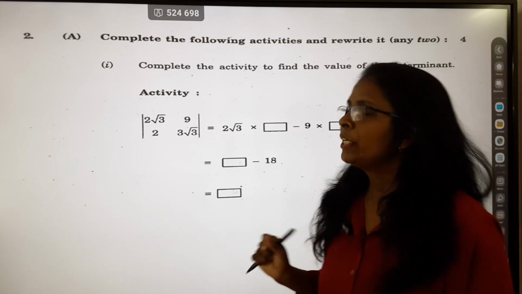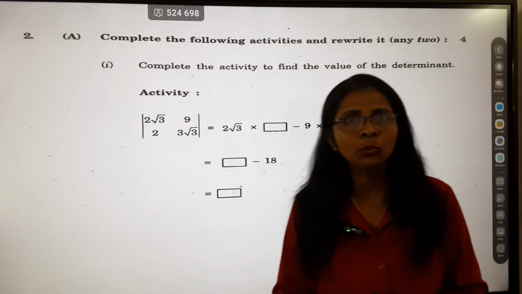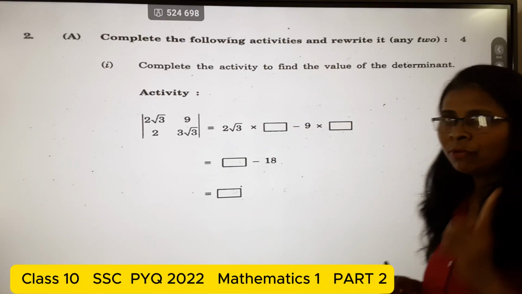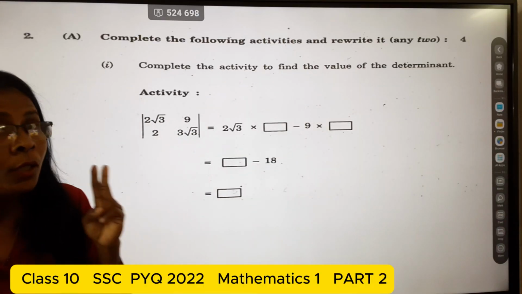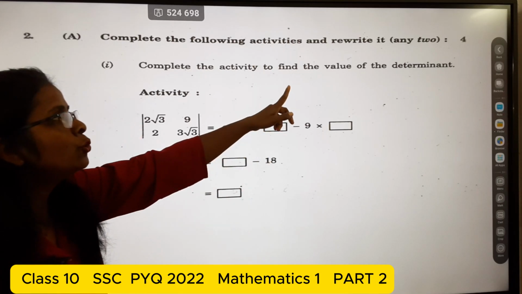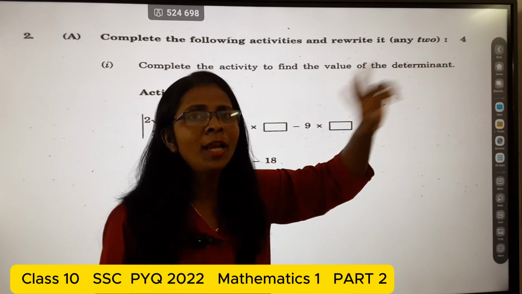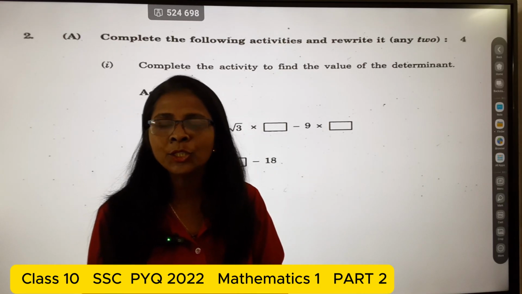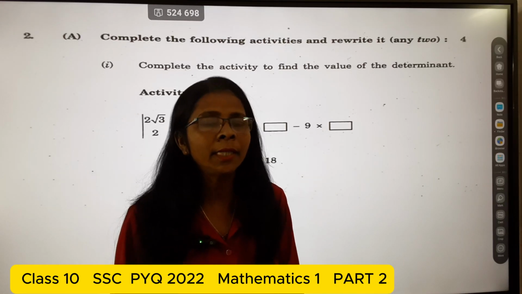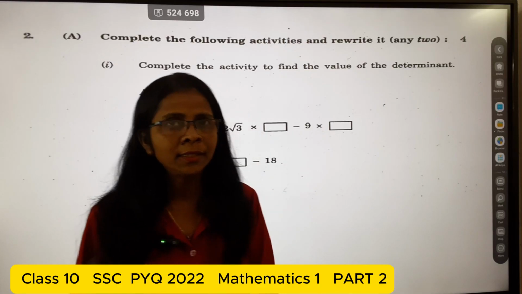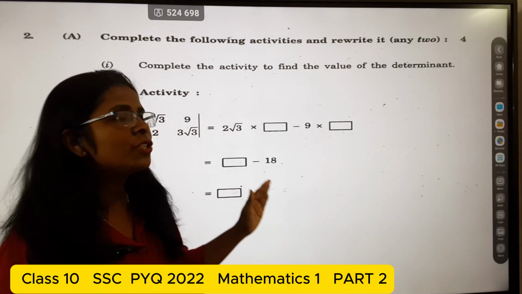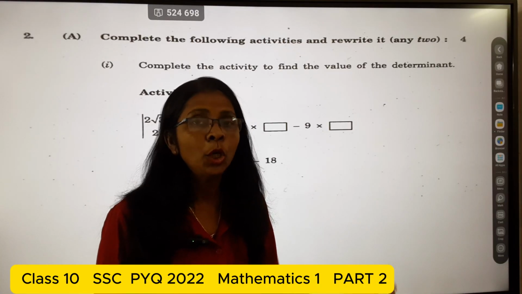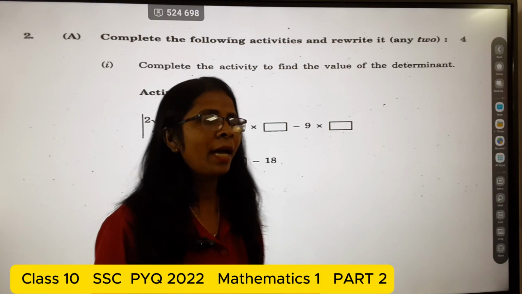Question students, question 2. It is for the question 2a. Now here students, this question is for only 2 marks, and we have to solve any two questions. That means there are 3 questions given, and you have to solve any 2 of them. So each question is 2 marks, okay students.